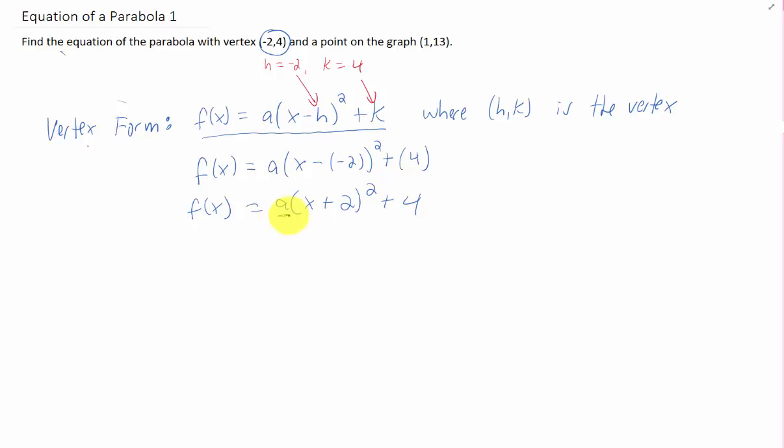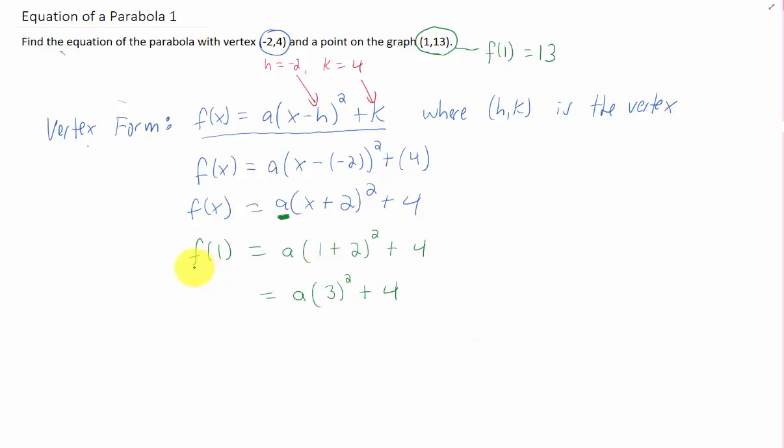The only thing that we don't have is this a value, and we are going to use this other point that was given to us to find that a value. Recall our function notation. If we have a point (1, 13) on this graph, then what that says is that f of 1 equals 13. So what I'd like to do is find f of 1 for this function that we have so far. All I did was replace x with a 1, and now I can simplify a bit. 1 plus 2 is 3 here.